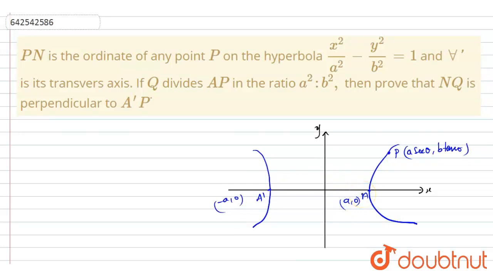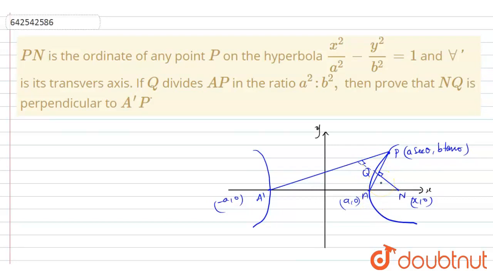And this is the point N, which is the point (x, 0). This line is perpendicular to the x-axis, and this point A is joined here. This is the point A dash and P, and this is the point Q which lies on the line A P, and N Q is cutting perpendicularly here.